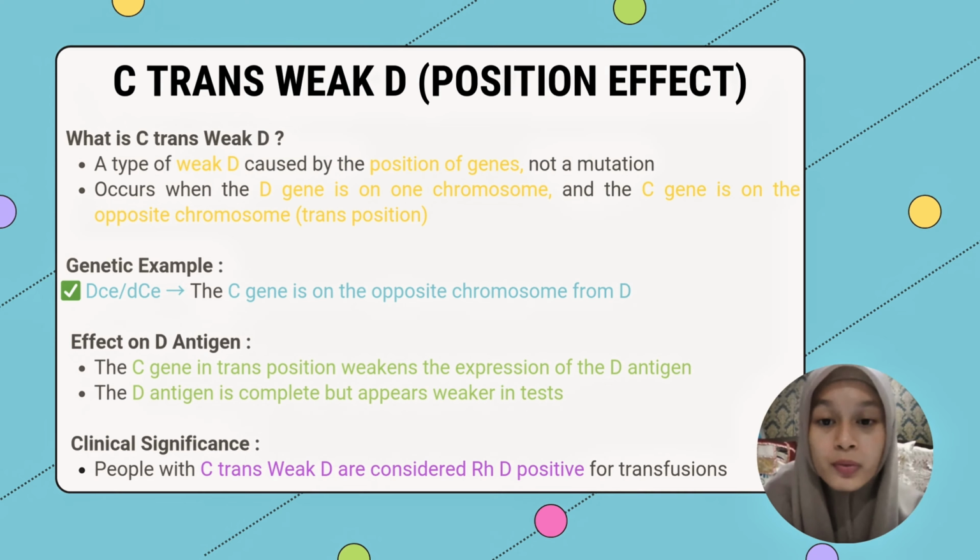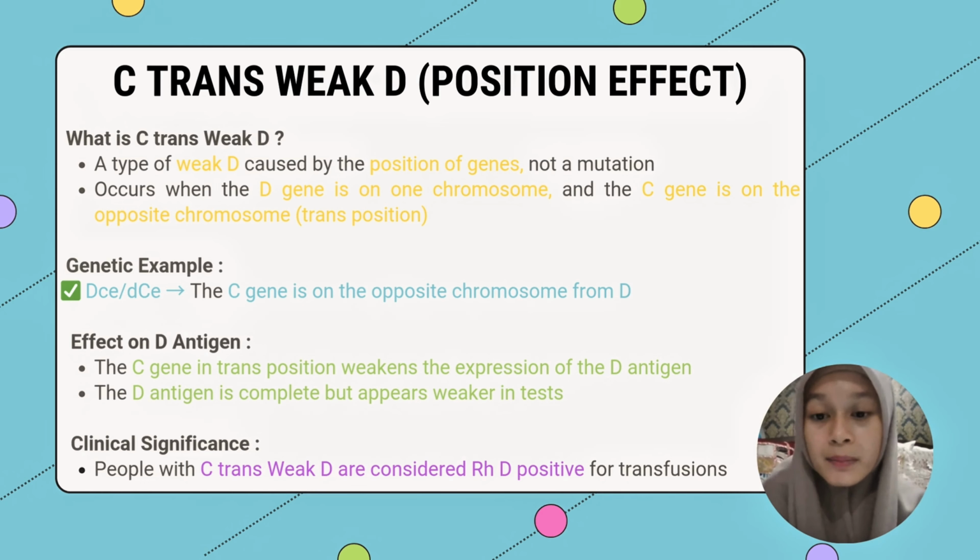It is a type of weak D caused by the position of genes. It's not a mutation. It occurs when the D gene is on one chromosome and the C gene is on the opposite chromosome, which is transposition. So for the genetic example, we have big D, small c, and E, and small d, big E, big C, and small e. So the big C gene is on the opposite chromosome from the big D.